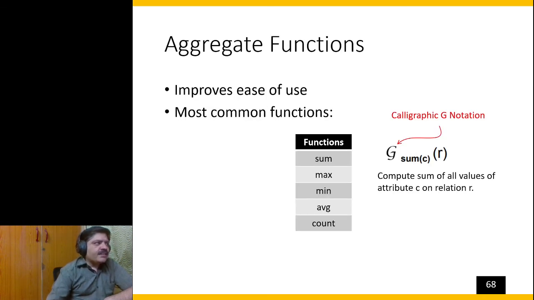There are many other aggregate functions, and the idea here is to improve the ease of use. Here are the most common functions: the sum, max, min, average, and count. Usually we use the calligraphic G notation as shown here to use these functions. So basically what we are saying is take the relation R and sum the column C, and get that value out as a result. Right? So compute sum of all values of attribute C on relation R is what we are asking to do by writing this.